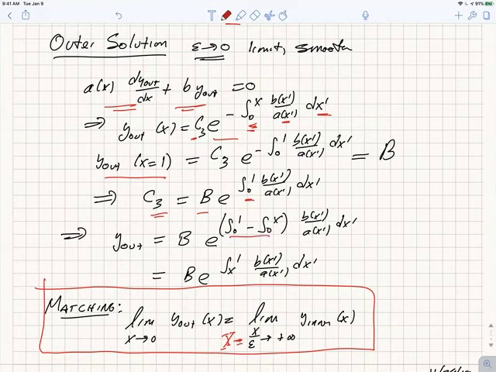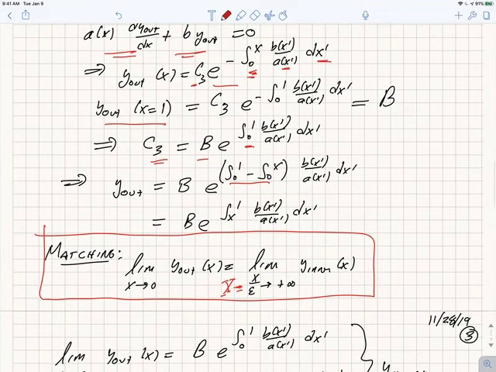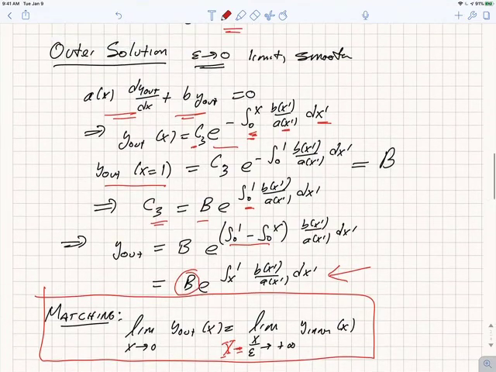But the difference between the integral from 0 to 1 and the integral from 0 to x is just the integral from x to 1. So the outer solution is of the form b e to the integral from x to 1 of b over a, integrated with respect to x prime. So we know y outer, and we actually know it completely in terms of its boundary condition b.